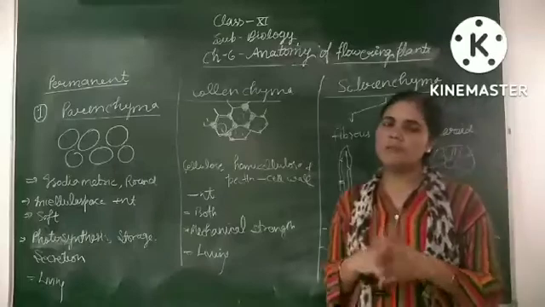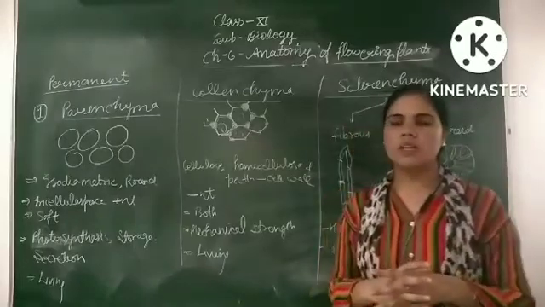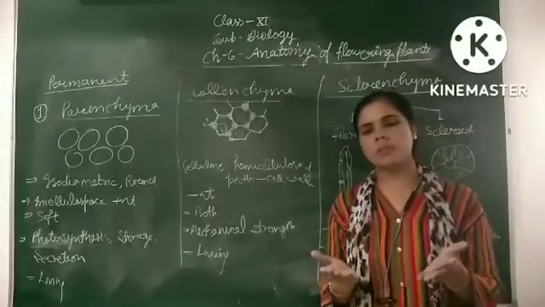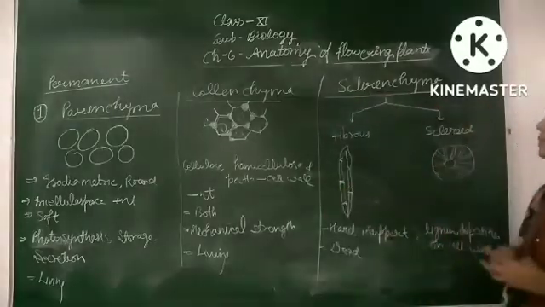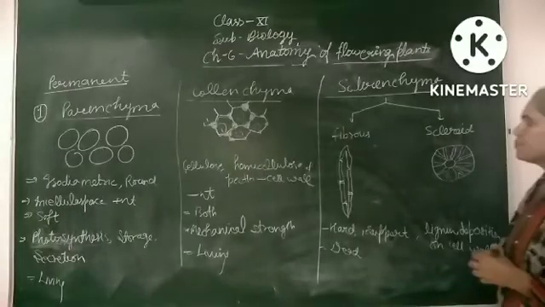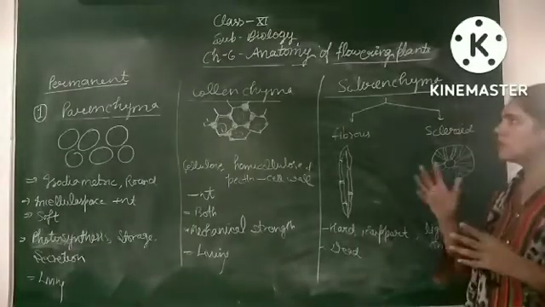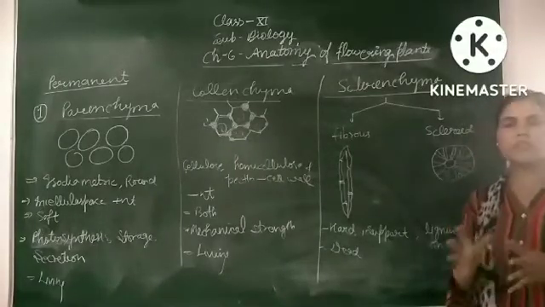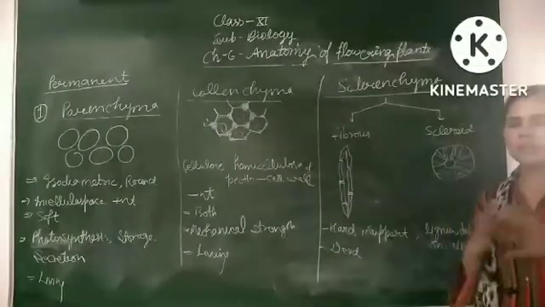Collenchyma tissue is found at the petiole of the leaf and in the hypodermis of the plant stem. Next is sclerenchyma tissue. Sclerenchyma tissue is dead tissue. The cells of this tissue are dead because there is extra thickening of lignin on the cell wall, extra deposition of lignin.